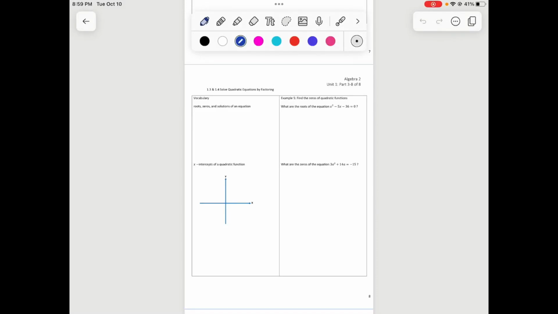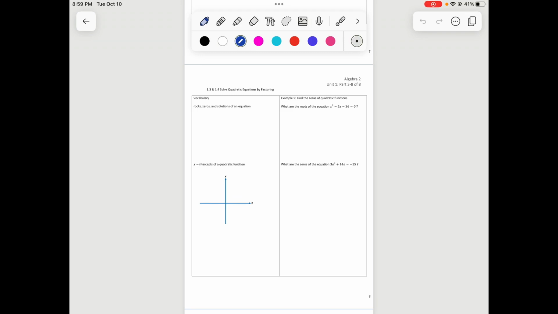Good morning, Algebra 2. Today we're going to take notes and you're going to find page 8 in your notes packet. So go ahead, pause, get out your notes. This is the big packet, find page 8 and then come back.